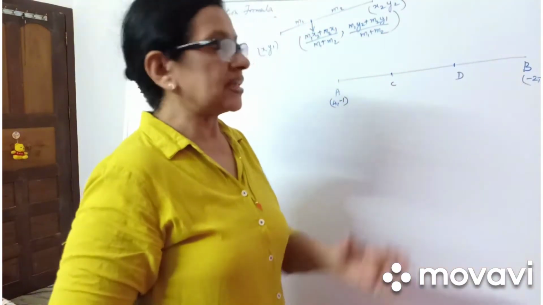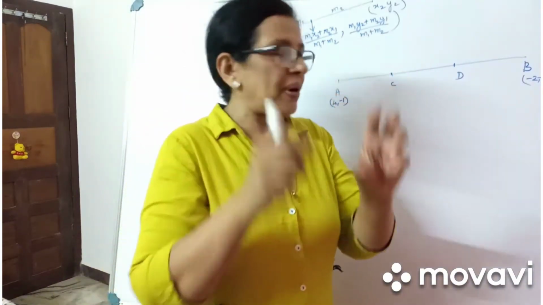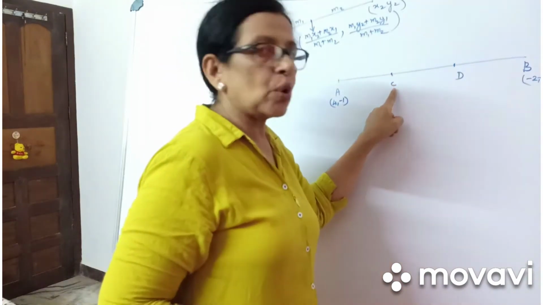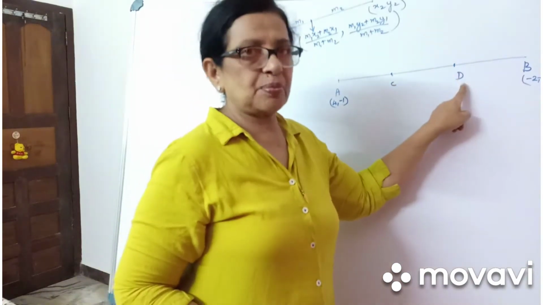Okay, 3 equal parts. Bisect means 2 equal parts. Trisect means 3 equal parts. You have to find the coordinates of this point and this point.